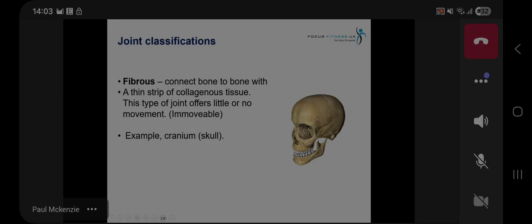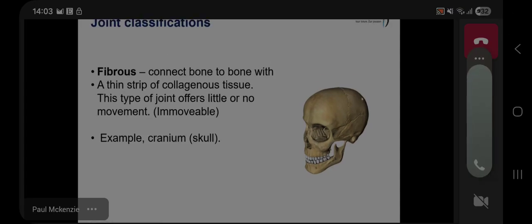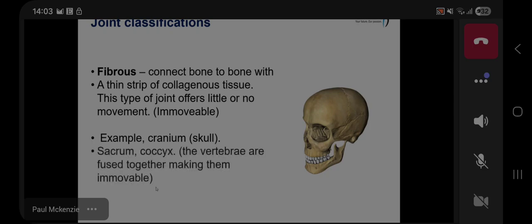For example, this bone here is the frontal bone. This one is the parietal, and this one is the temporal. So these lines here, these sutures, this is an immovable joint between the temporal bone and the parietal. And this suture here is the joint between the parietal bone and the frontal. Okay, so these are examples of immovable fibrous joints. You see them in the cranium.